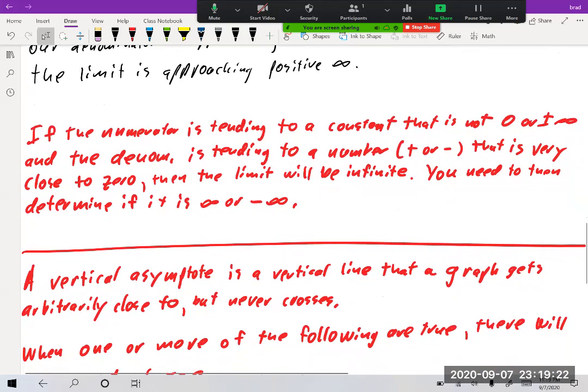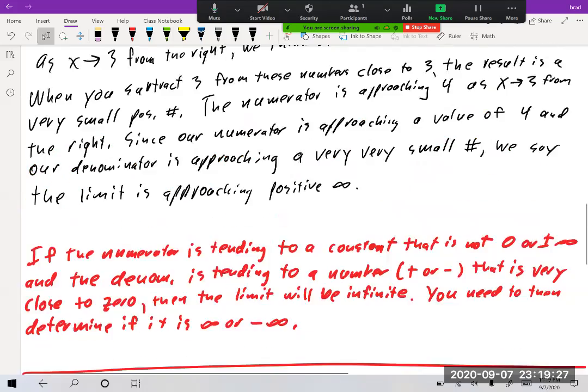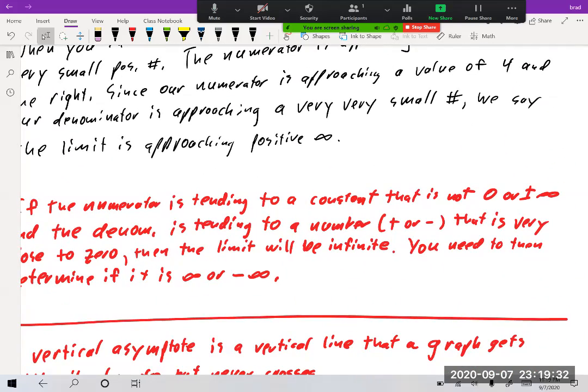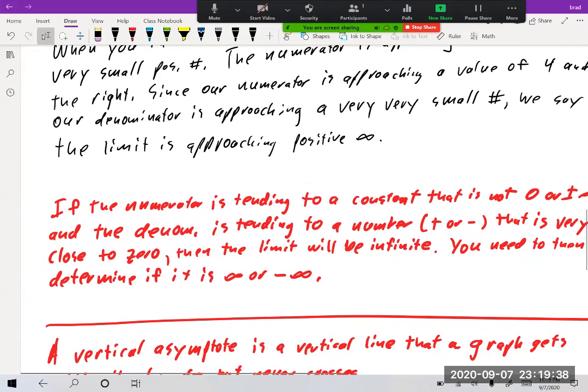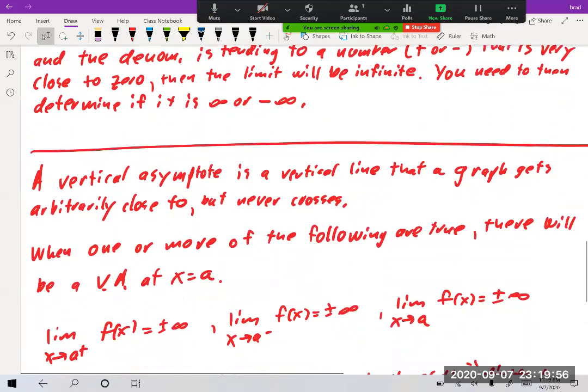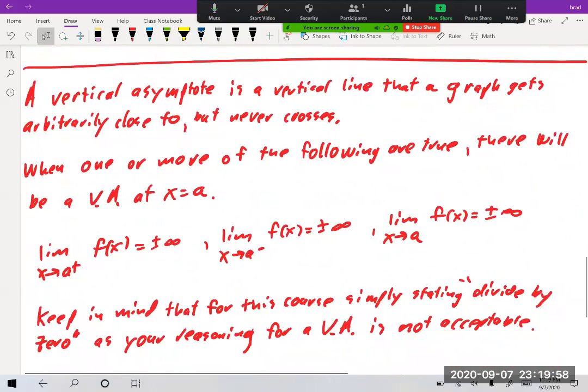So if your numerator is tending to a constant, like we were in this problem, we were tending to 4, and not 0. Obviously, 0 is not the constant we're talking about. It's tending to a constant that is not 0 or plus or minus infinity. And the denominator is tending to a number that is positive or negative, that is very close to 0, so 0.00001, positive or negative, then the limit will be infinite, okay? So this kind of leads into the next idea.